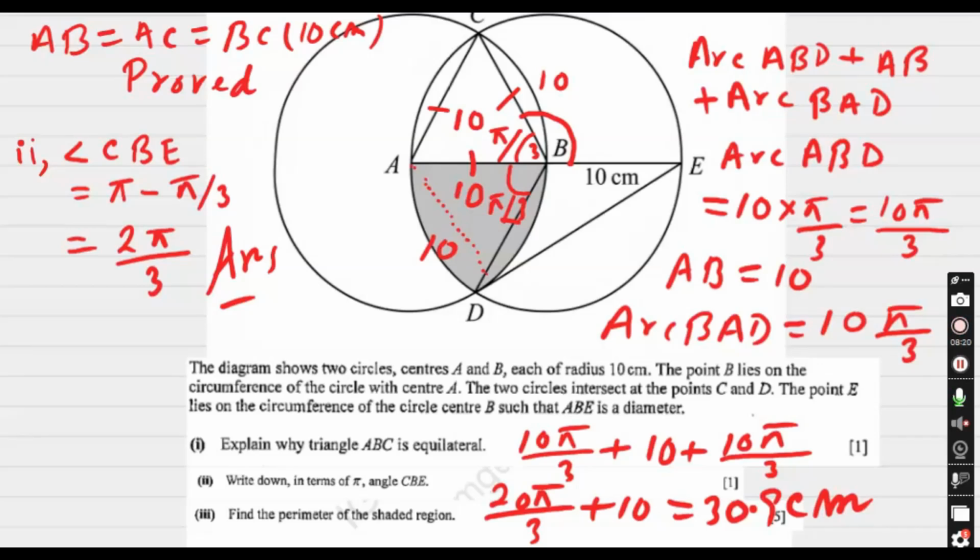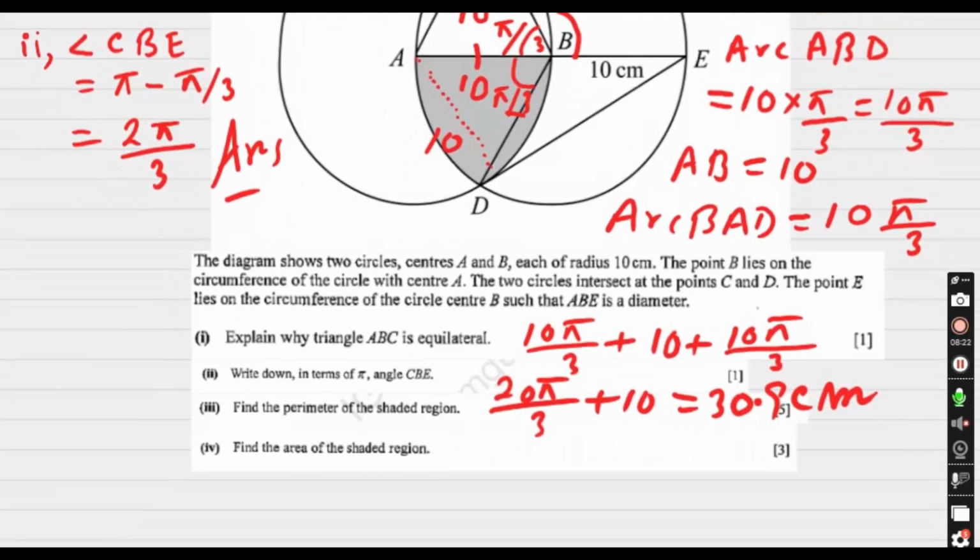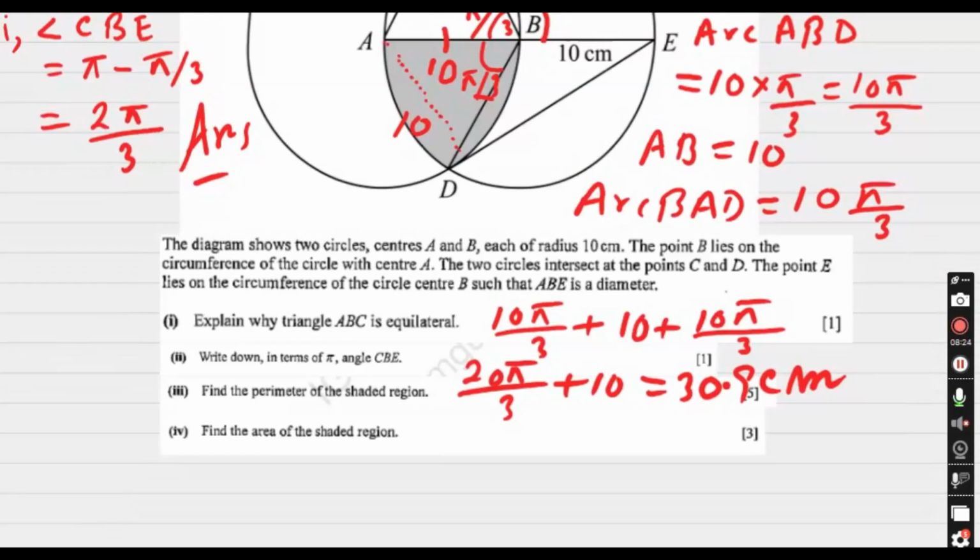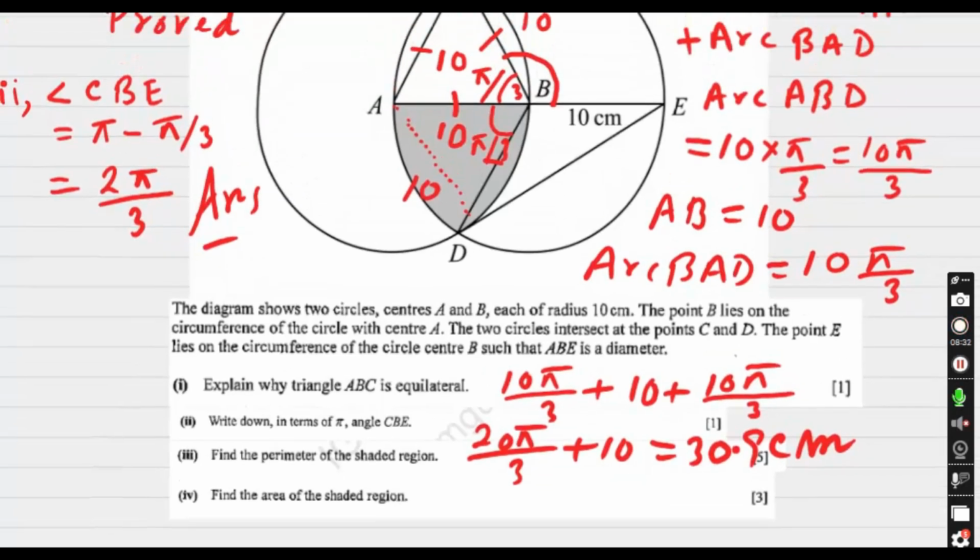Find the perimeter of the shaded region. Now move to the next part. The next part is part number 4. Find the area of the shaded region. So look carefully at the diagram.